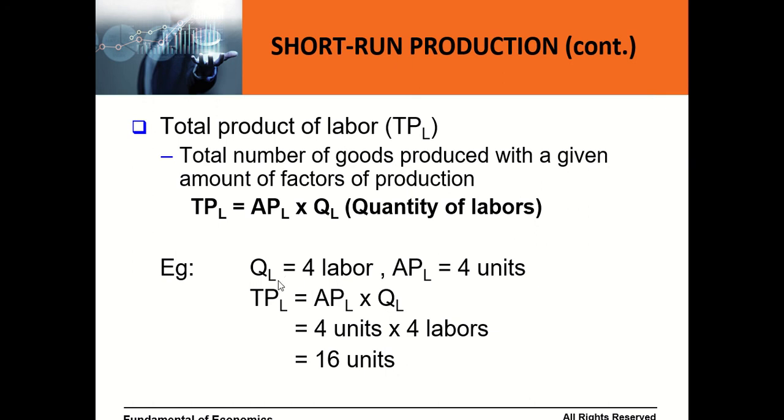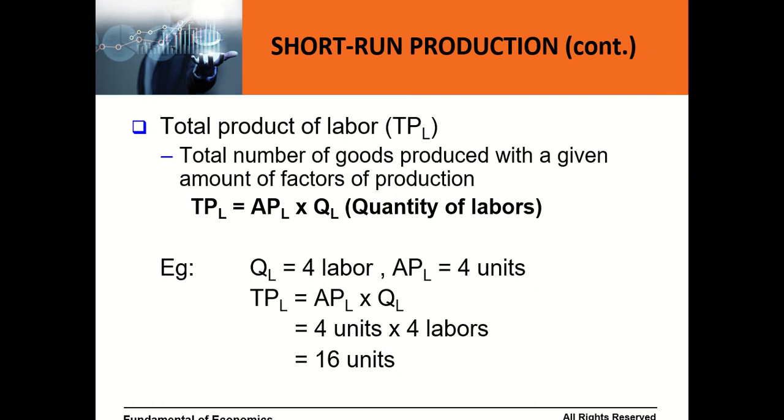So for example here, the amount of labor is 4. The APL, each of this labor can produce 4 units. Each of our labor can produce 4, so it is 4 times 4 equal to 16. So the total output produced by all 4 labor, given that each labor can produce 4, is 16. So that's what we call TP.